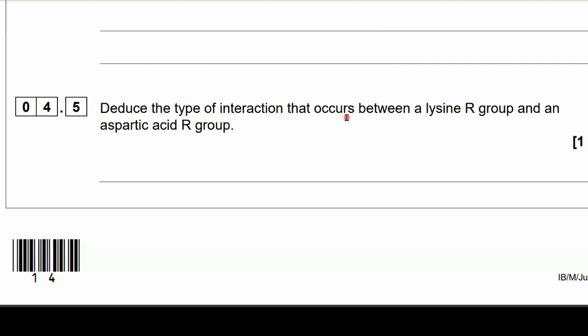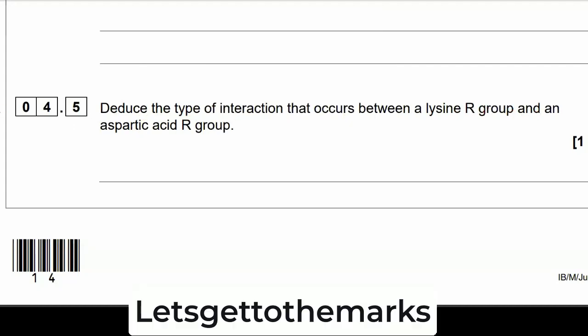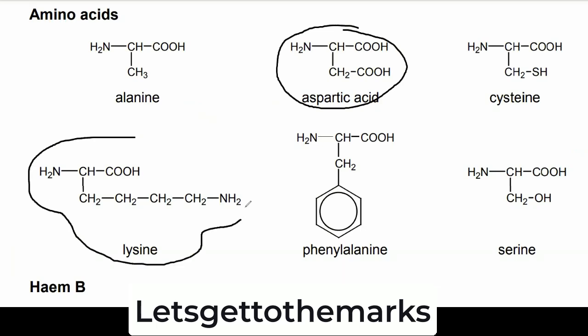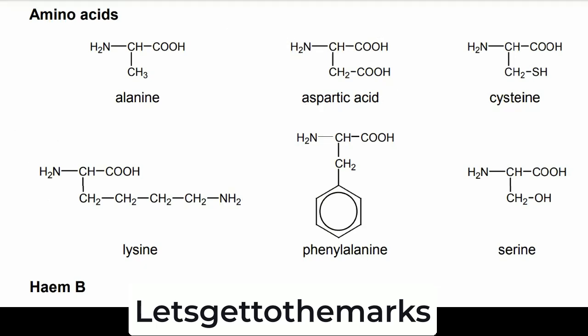So we have 4.5. Deduce the type of interaction that occurs between a lysine R group and an aspartic acid R group. We need to go back to our data book and check it out. So if you look, we have aspartic acid. This has got the carboxylic acids, and lysine over here has got an amine group on the R group. So we've now got the interaction between a carboxylic acid and an amine group. Now let's have a little look at what goes on there.